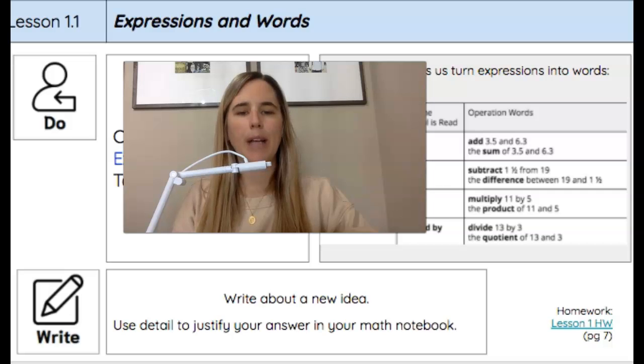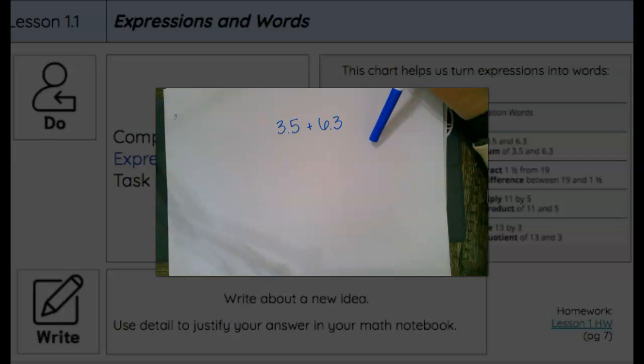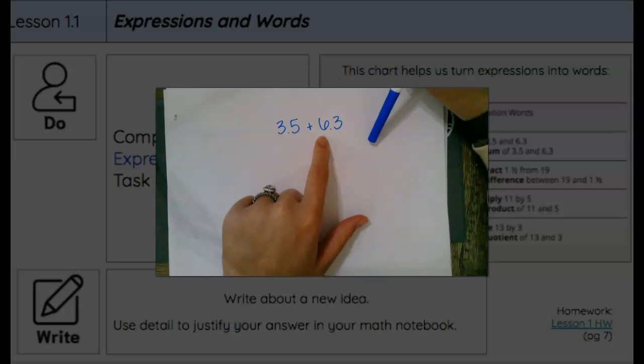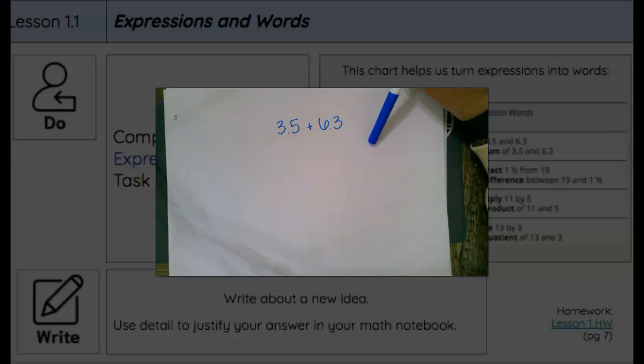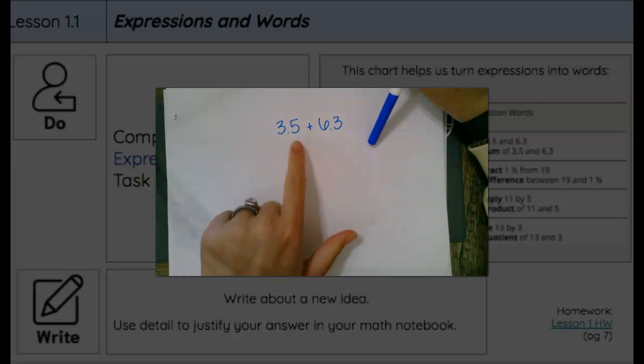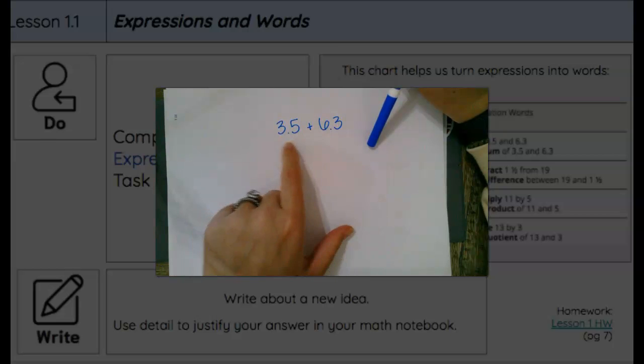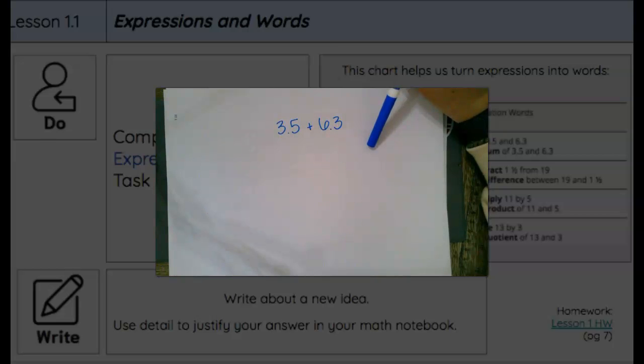Today, we are going to practice turning words into expressions and expressions into words. Let's take a look at this expression, 3 5/10 plus 6 3/10. Can you think of as many ways as you can to express this in words? Pause this video and list all the ways you can express this expression in words.